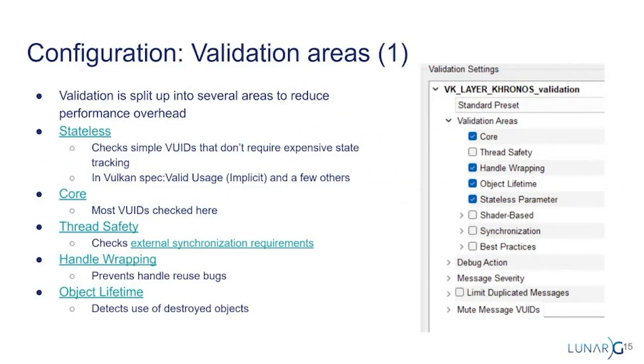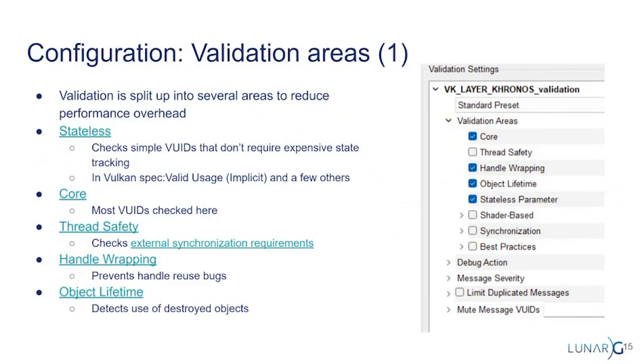So one of the big concepts we have in vkconfig is validation areas. These are parts of validation that you can turn on and off. And this is done mostly to manage performance, where if you enable everything, it's too slow. And you want to be able to focus in on certain parts of validation.